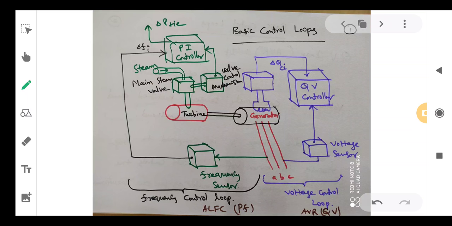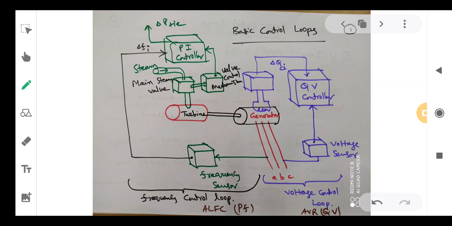Now let me explain the basic control loops of power system. There are two basic control loops, AVR and ALFC. AVR is the automatic voltage regulator, or QV loop, reactive power and voltage loop. The second one is ALFC loop, automatic load frequency control loop, or power and frequency loop, PF loop. These are the basic control loops of generating plant.